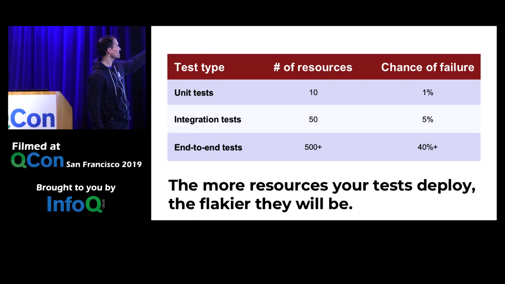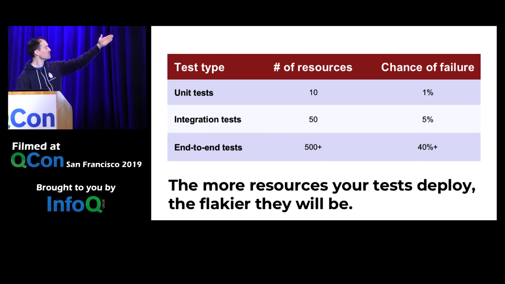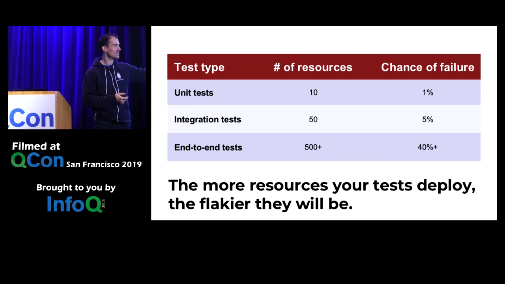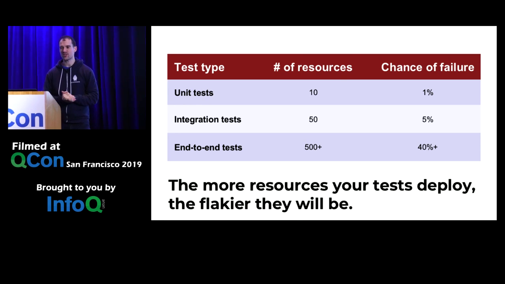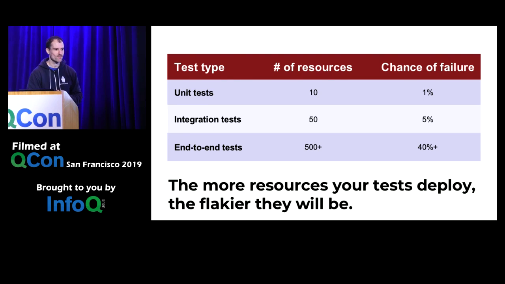So if you have a unit test deploying just a handful of resources, about 10, and each one of those has a 1 in 1,000 chance of failing, then your chances of failure go up to 1%. If you're deploying 50 resources in an integration test, the chance that you get some kind of flaky or intermittent error is around 5%. And if you try to deploy your entire architecture, which has hundreds of resources, we're talking 40%, 50% chance of something somewhere hitting that 1 in 1,000 chance.